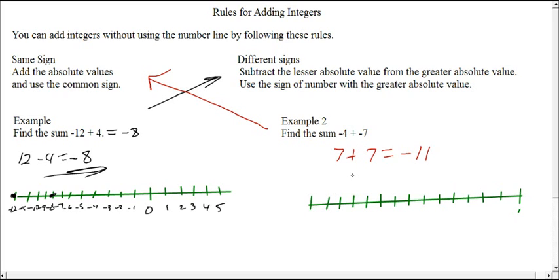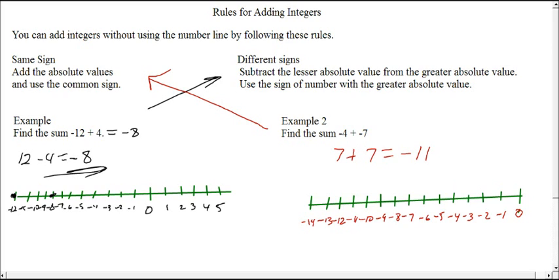I'll just put 14 tick marks, that'll be safe. And we can know that this is 0, negative 1, negative 2, negative 3, negative 4, negative 5, negative 6, negative 7, negative 8, negative 9, negative 10, negative 11, negative 12, negative 13, negative 14.